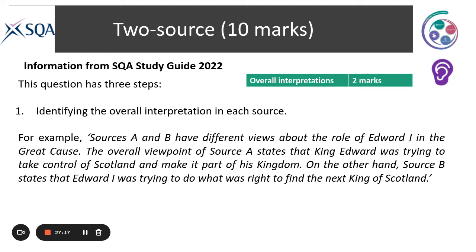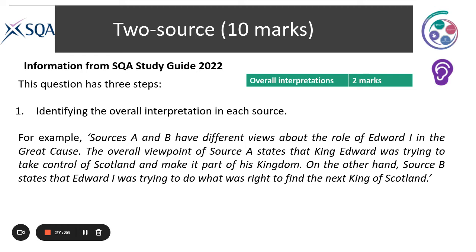The overall viewpoint of source A states that King Edward was trying to take control of Scotland and make it part of his kingdom. On the other hand, source B states that Edward I was trying to do what was right to find the next king of Scotland. So that's fairly straightforward. It's not really repeating much from the source. It's just basically interpreting the source and what the source is all about.